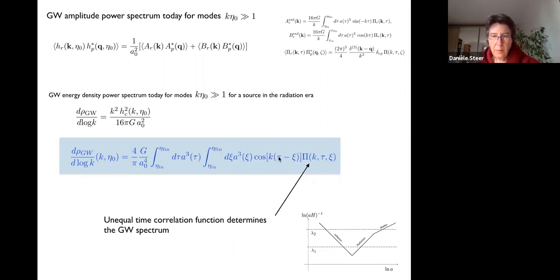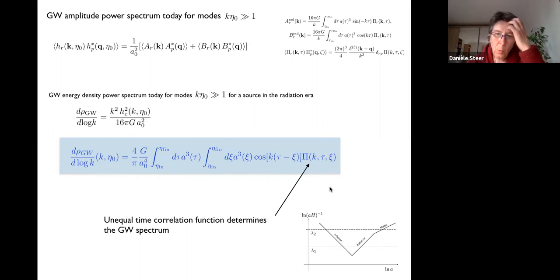So that's the origin of this cos of k times tau minus psi, multiplied by the unequal time correlator. And so this is precisely what I was saying before, that there's this unequal time correlation function of pi of your source, which is going to define or determine your gravitational wave background, the energy density power spectrum. So this is a crucial quantity to calculate if you have a source in mind.